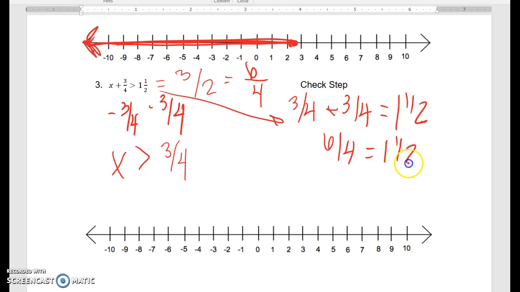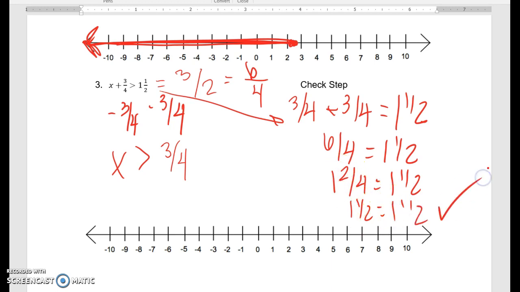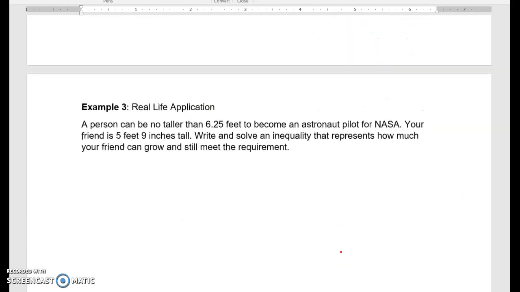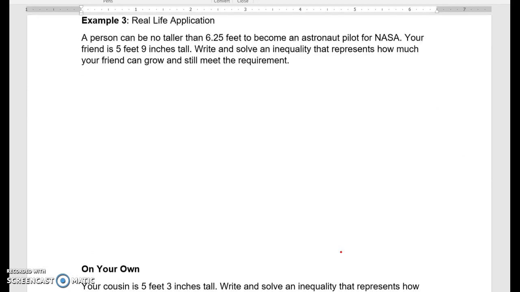How many times does 4 go into 6? That is once. 2 left over. And I know I can reduce the 2/4 to 1/2. And they equal each other. We are good. So you have an open dot on 3/4, and all the x values are greater. Perfect. All right, now time for the real life application problem.